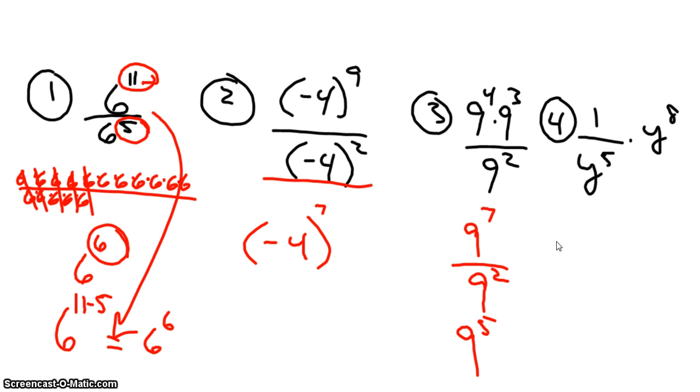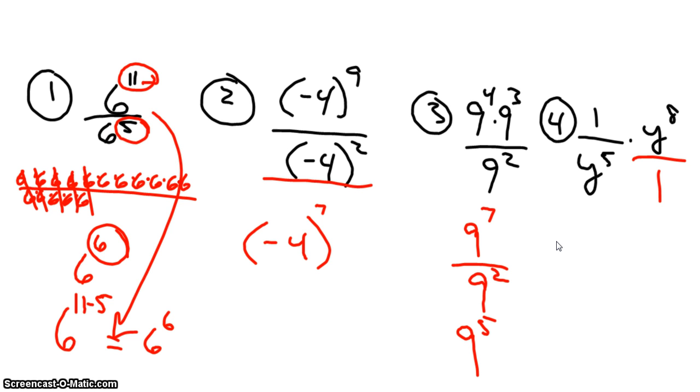How about this one? We have 1 over y to the 5th times y to the 8th. Can somebody tell me the first step you might take for this? What might a person do, Matthew? Multiply by reciprocals. Well, this is just multiplication to begin with, right? So if you are unsure of what to do, what is the denominator of the y to the 8th? 1. And how do you multiply 2 fractions? What's the rule for that?